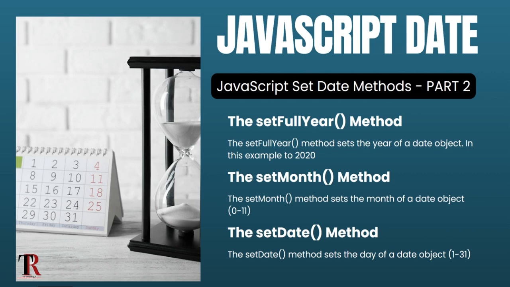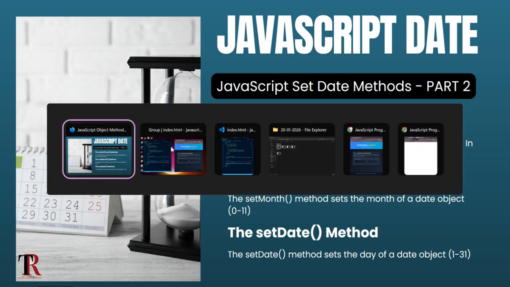The setFullYear method sets the year of a date object, in this example, to 2020. The setMonth method sets the month of a date object from between 0 to 11. The setDate method sets the day of a date object between 1 to 31, which represent the days of the month. So let's dive in and begin to examine each of these one after the other.